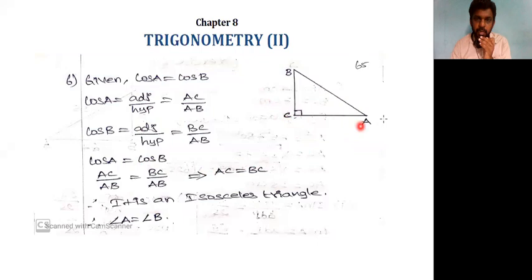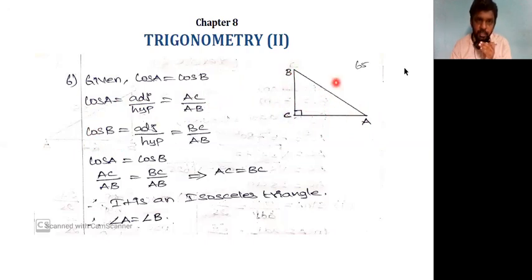So they are asking us to show that angle A is equal to angle B if cos A is equal to cos B. So here cos A is equal to adjacent divided by hypotenuse, as we know. Here the adjacent of angle A is AC and the hypotenuse of this triangle is AB. So AC divided by AB will be the ratio cos A. So cos A is equal to AC divided by AB.